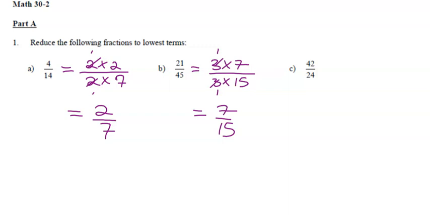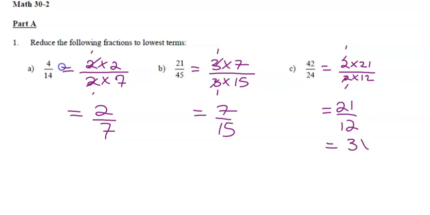Let's say you just did 2's though. What would happen? So I'm going to go, all right, that's 2 times 21. That's 2 times 12. I have 21 over 12. Okay, so, oh, hang on a sec. 3 goes into 21 and 3 goes into 12, right? So 21 is really 3 times 7. And that's 3 times 4. And those cancel. And then we get 7 over 4.